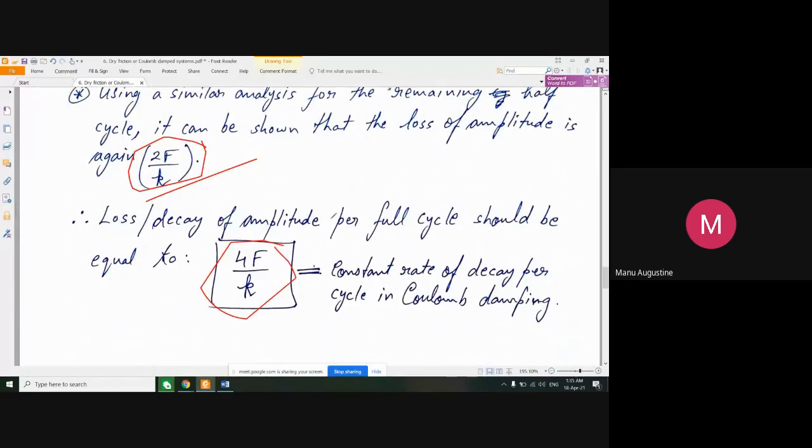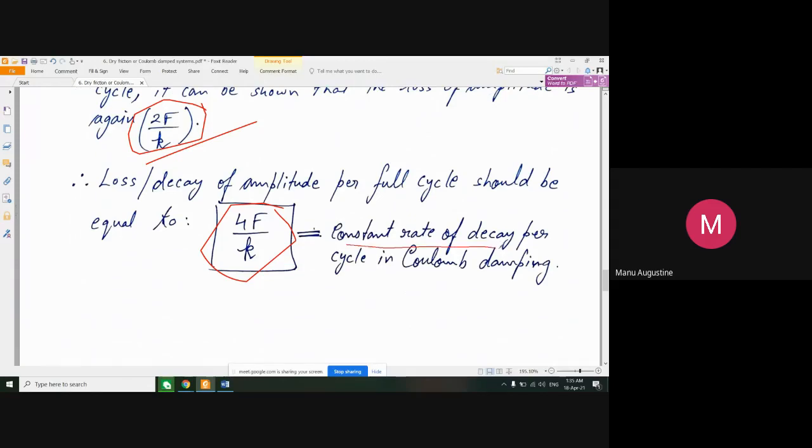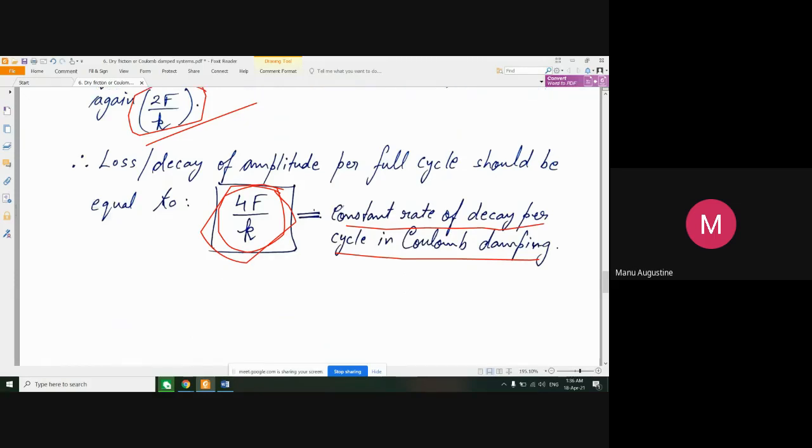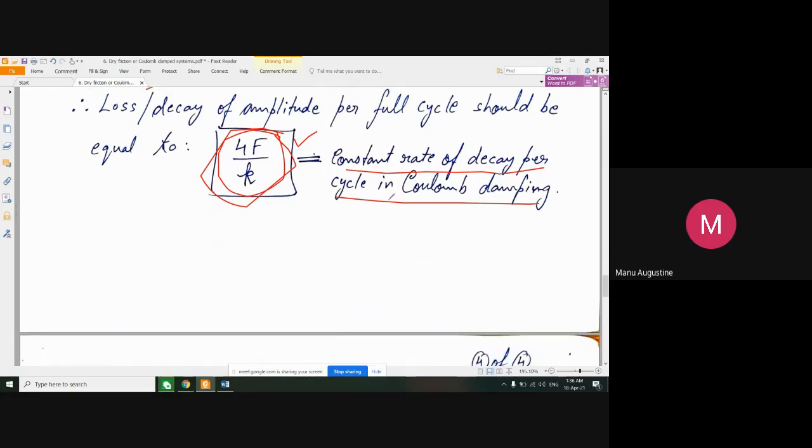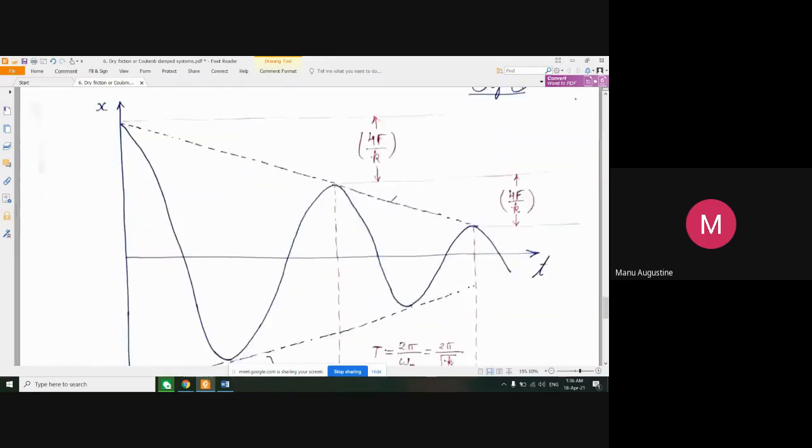This is something that you have to remember for your examination. इसको रटना है. Constant rate of decrease per cycle in Coulomb damping. यानी Coulomb damping है तो हर cycle में पिछले amplitude की जितनी value थी meters में उसमें से 4f बाई k को minus कर लो तो पता लग जाएगा कि अगले cycle की शुरुआत में कितना amplitude बचा है. और एक और cycle हो जाएगा तो बचे हुए amplitude में से फिर 4f बाई k minus करो, and you keep on deducting the same constant value of 4f by k after every cycle to find out what is going to be the starting amplitude for the upcoming cycle. So this is how we get it.